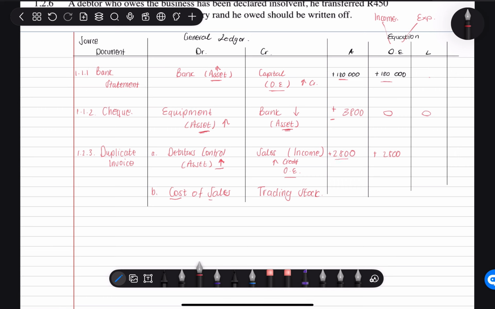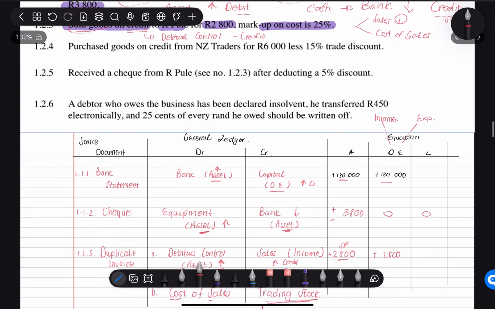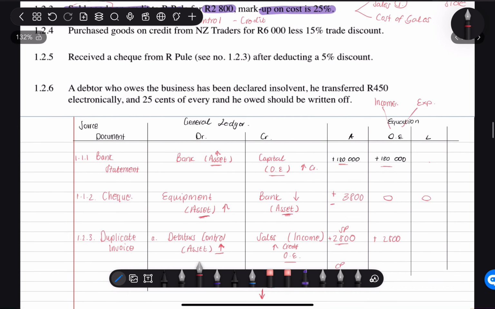This is not the cost of our goods. This is your selling price. Now we need your cost price. Okay? And trading stock. What is the good worth? So the cost of your trading stock. Trading stock is decreasing because we no longer have the goods we sold. We're not told what the goods are, but we no longer have them.